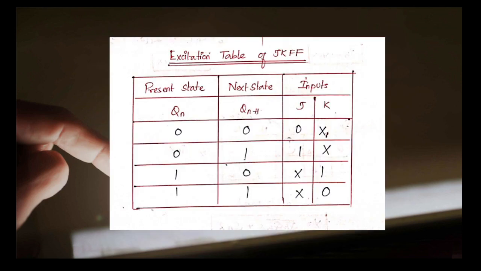Once it is done, we know very well the excitation table of JK flip-flop. Present state Qn, the next state Qn plus 1. When Qn is equal to 0 and Qn plus 1 is equal to 0, the J input value is 0 and K input value is x. If Qn is equal to 0, Qn plus 1 is equal to 1, J is equal to 1, K is equal to x. When Qn is equal to 1, Qn plus 1 is equal to 0, J is equal to x and K is equal to 1. When Qn is equal to 1 and Qn plus 1 is equal to 1, J is equal to x and K is equal to 0.